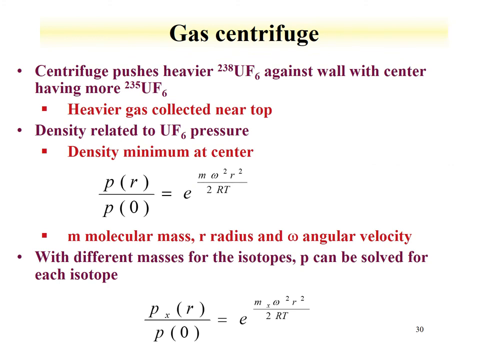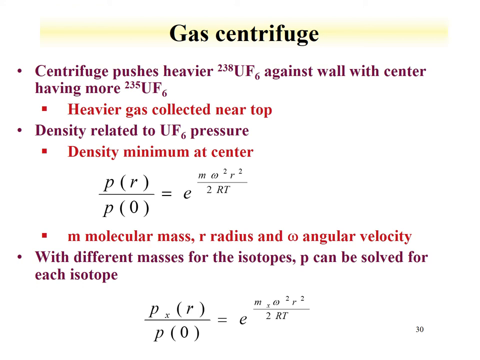The gas centrifuge is what's commonly used today, and it surpassed the gaseous diffusion method as a way of enriching uranium. The gas centrifuge is just what it sounds like, a system that will push heavier material outward. If it was a liquid system, the more dense would go against the wall, and the center would have the lighter component. In this case, against the wall it's enriched in uranium-238, and the center has more uranium-235. The density is related to the uranium hexafluoride pressure. The density minimum is at the center, and you can look at the density as a function of the radius with this equation, where the terms include molecular mass, the radius, and the angular velocity, so fundamentally how fast the centrifuge moves. With different isotopes, you can solve this density for each isotope.